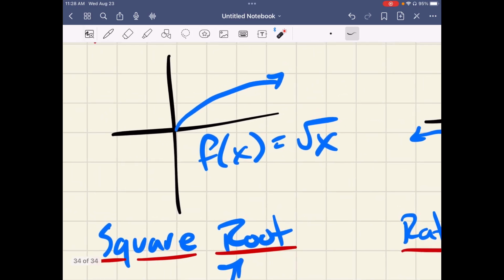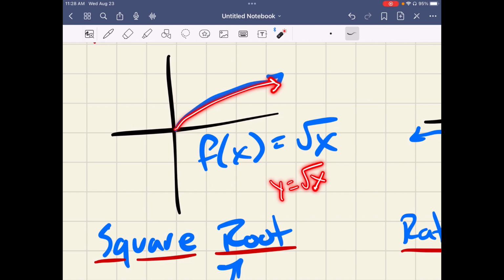Here we have y equals the square root of x, which would give our square root curve, half of a sideways parabola. So anytime you see the square root of something, square root of x minus 8, right? That would give me the similar shape of half of a sideways parabola, but just in a different location.